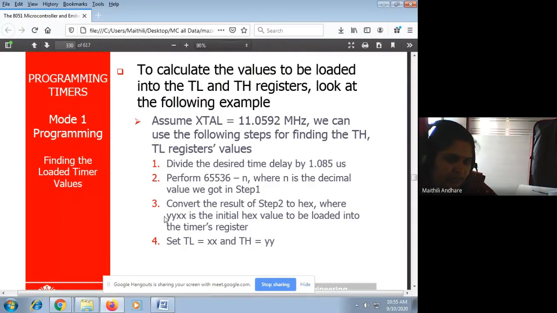That value is nothing but YYXX. So XX, as it is the lower byte, is to be loaded in the TL, and YY, the higher byte, is to be loaded in the TH register. The second step is delay generation. For X amount of delay, what is the initial value loaded in the timer register? In the earlier step, if the initial value loaded in the timer register is given, how much is the delay generated by that value? So these are two separate parts, but related to the same topic, that is timers.